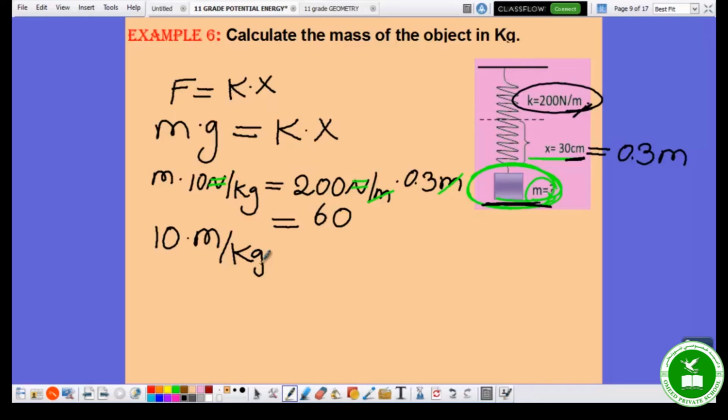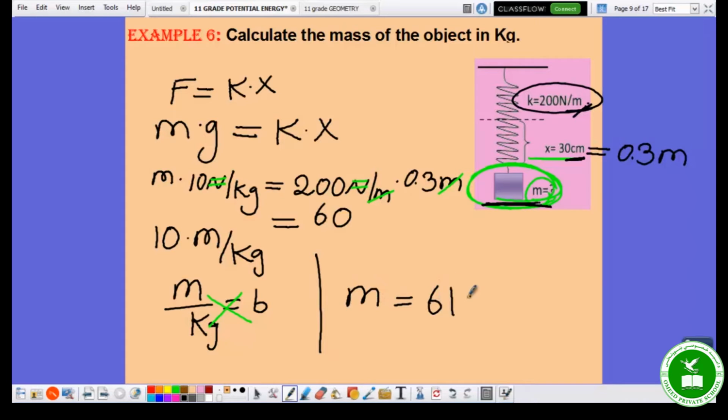If we divide both sides by 10, then mass divided by kilogram is equal to 60 divided by 10. So it's 6, right? Now if we do cross product this way, we will get mass is equal to 6 kilogram. This is how we calculate the mass of a given object.